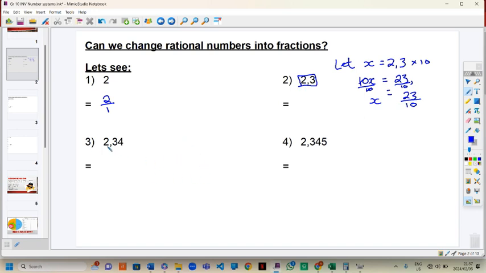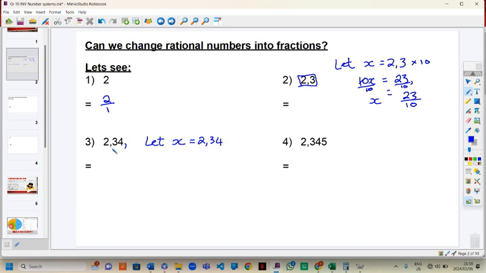Now I've got 2 comma 3 4. It's not just 2 comma 3, now it's 2 comma 3 4. So again, we're just going to start with let this equal a letter. So let's make it x. So let x equal 2 comma 3 4. Now I want to move this comma where? I need to move it to the very far right, to the end here. All the way.